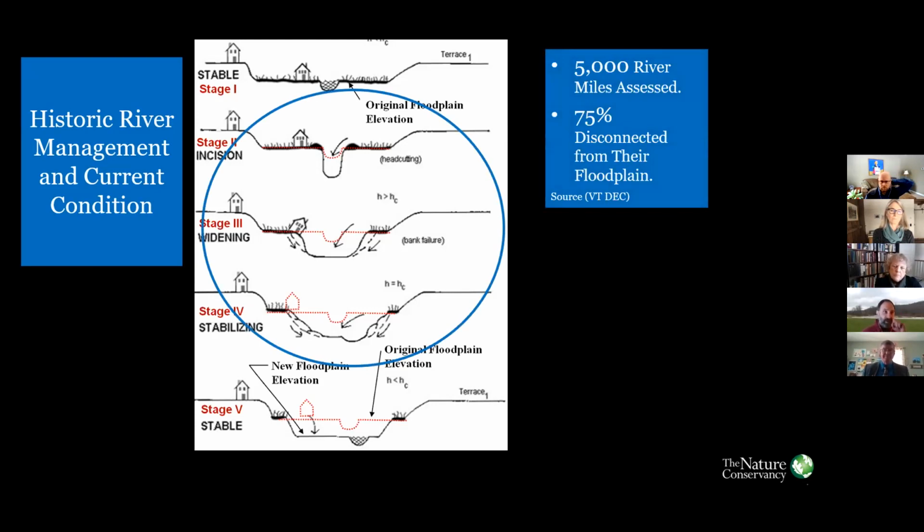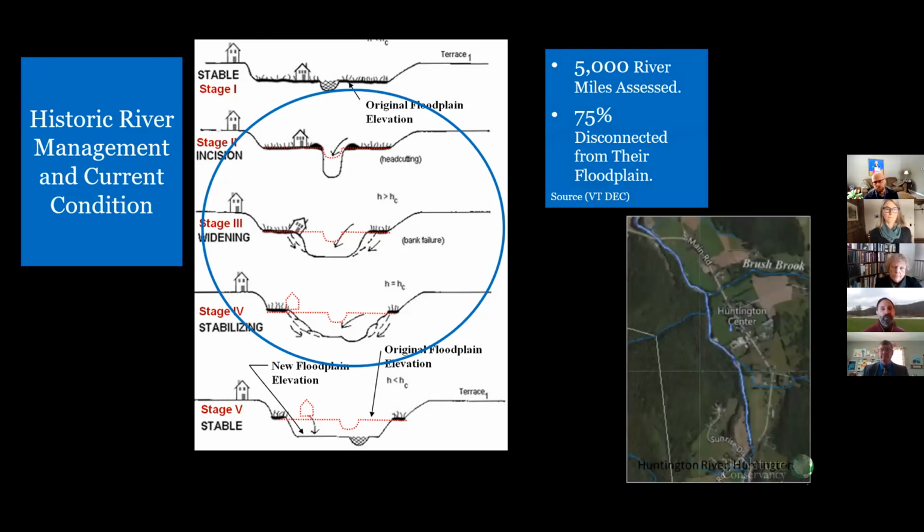Now, the Vermont DEC Rivers Program, ROBS program, has assessed approximately 5,000 river miles across Vermont. And from that assessment, they've learned that approximately 75% of those river miles are in an incised condition. They're very unstable, disconnected from their floodplains. Those assessments also showed that many of Vermont's river miles have been artificially straightened, so they're steeper than they otherwise would be and more erosive.